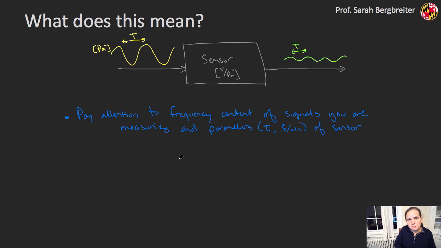So the most important point out of this is that you need to pay attention to the frequency content of the signals you're trying to measure relative to the parameters of your sensor. If you have a first order sensor, tau, that time constant. For a second order sensor, you're looking at the natural frequency and the damping ratio of the sensor.